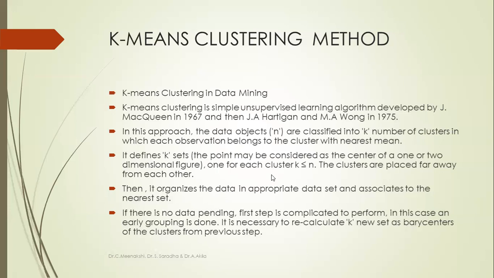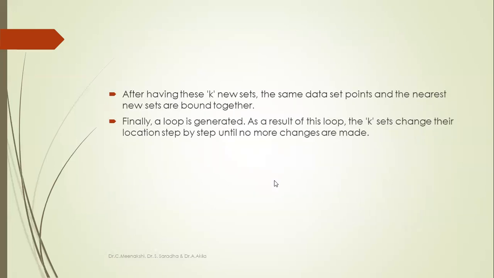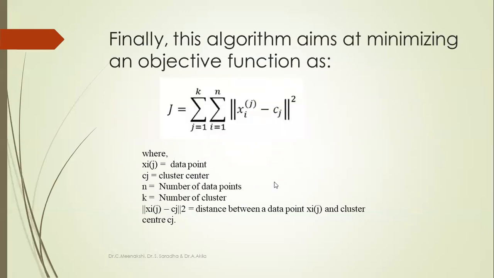It is necessary to recalculate k new centers of the clusters from the previous step. After having the k new centers, the same data set points and the nearest new centers are bound together. This is how it is done, and finally a loop is generated. We repeat the same process so that the k centers change their location step by step until no more changes are made.